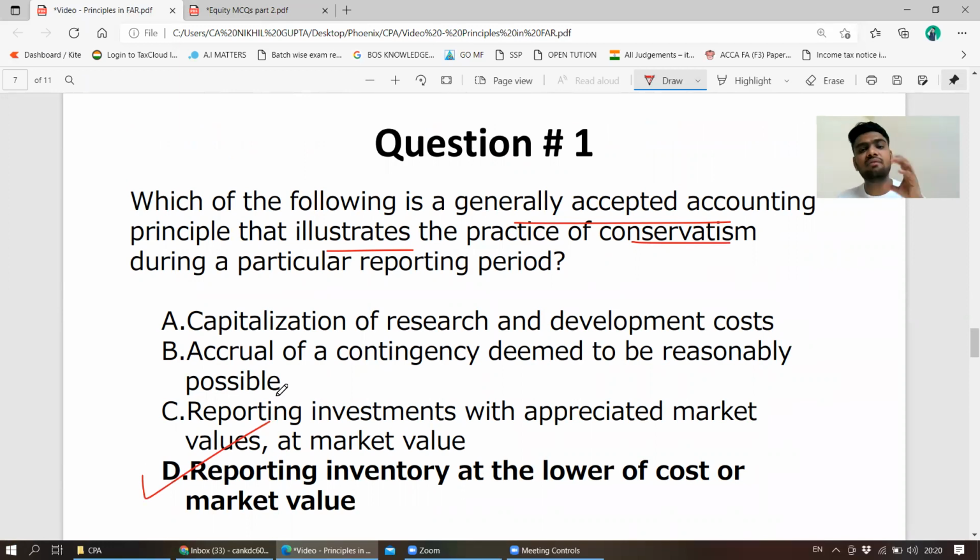Friends, I will always suggest the best practice you can follow for better practice. After each and every session, you should go to any of the materials that you are using for your CPA preparation, connect with the session, and do your best.